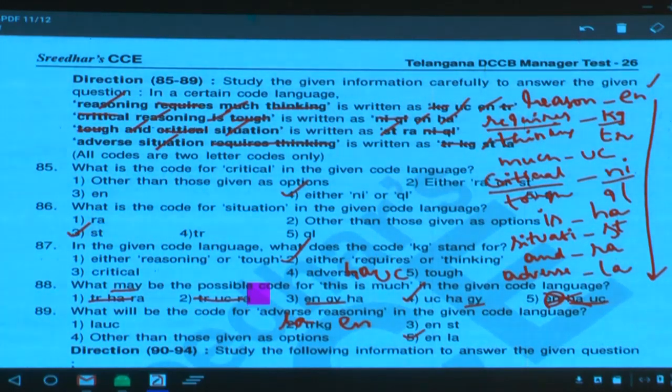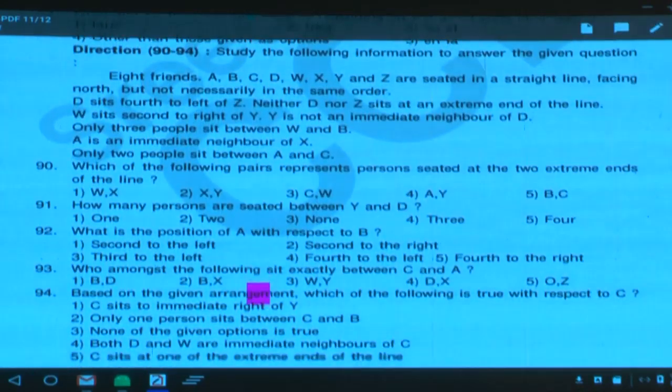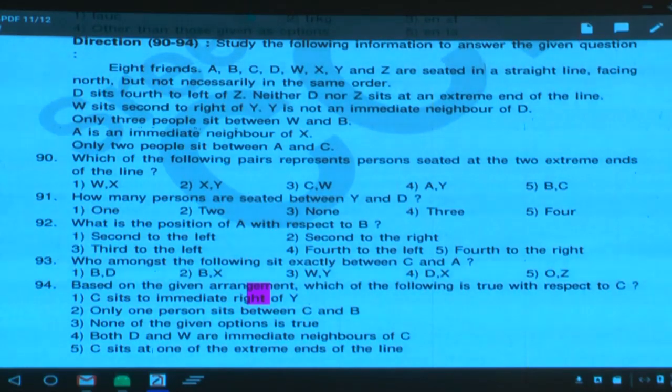Then 90 to 94. Question numbers 90 to 94. Now this one is based on a row arrangement. 8 friends A, B, C, D, W, X, Y, and Z are seated in a straight line, facing towards north, as is clearly given. All the persons are facing towards north, but not necessarily in the same order.